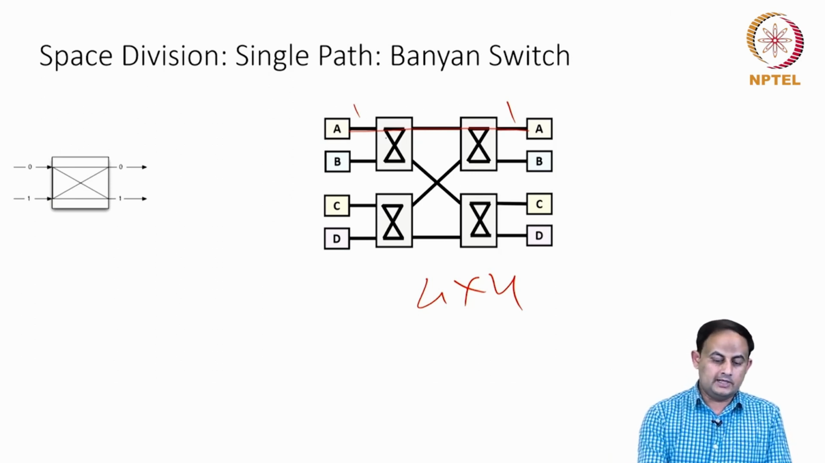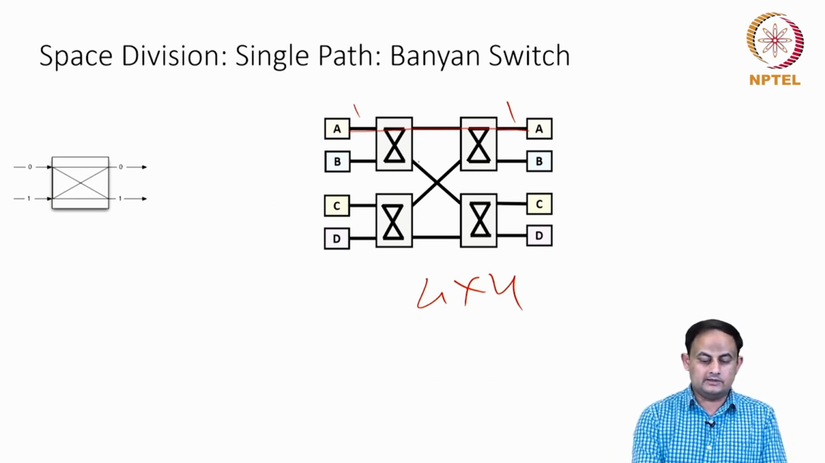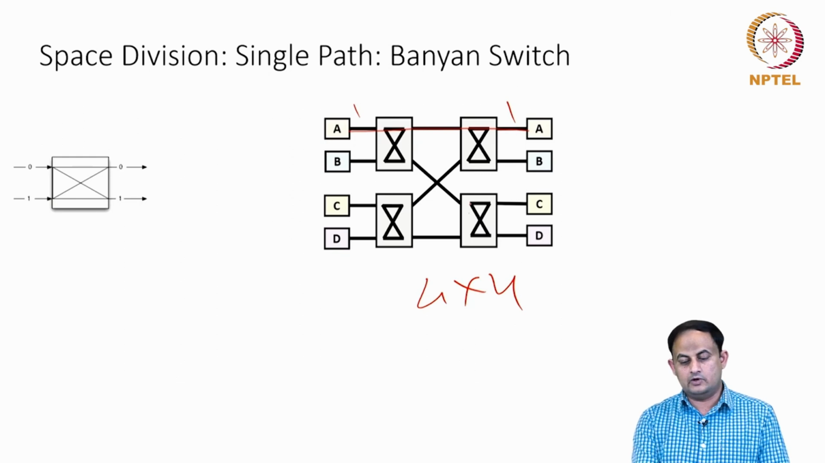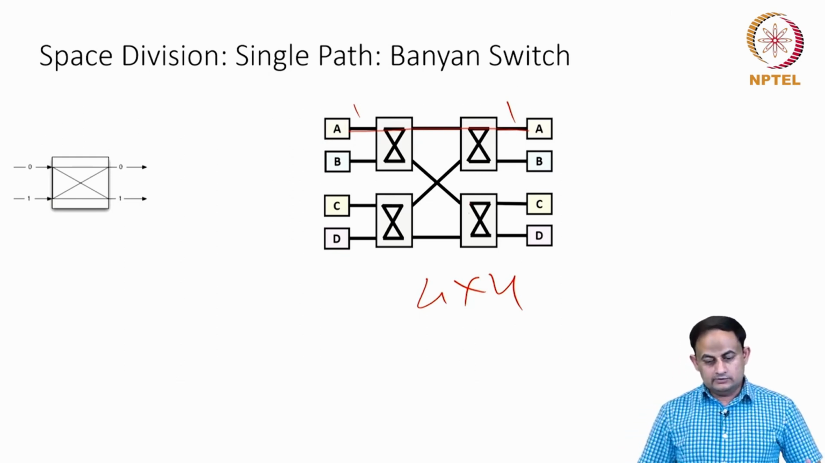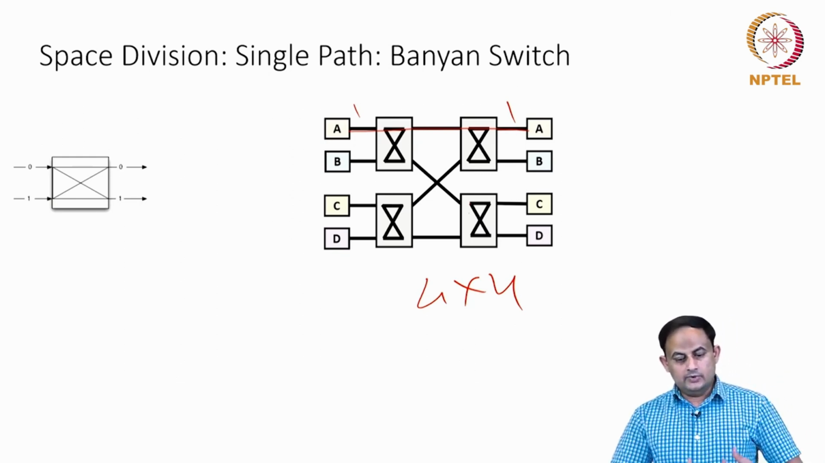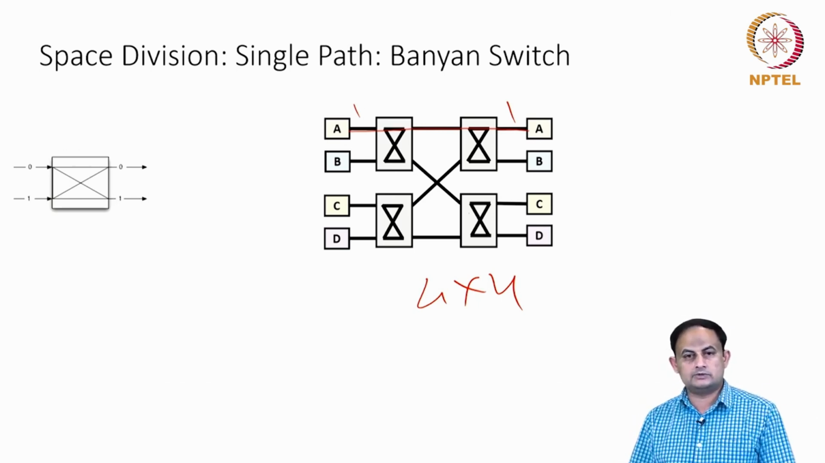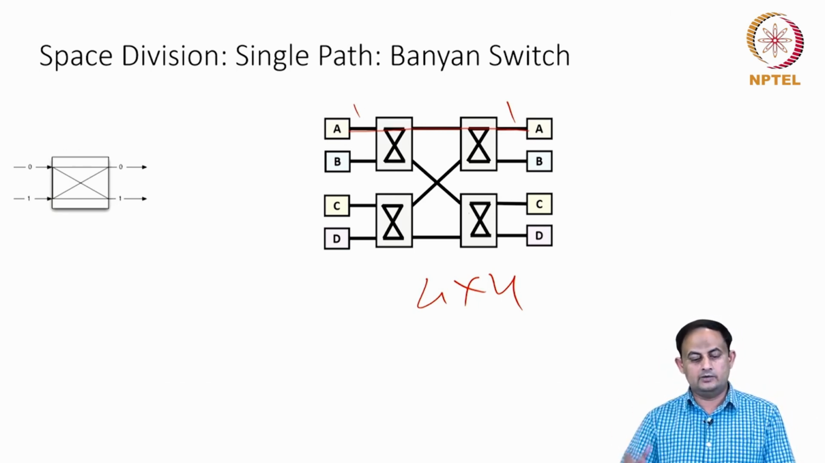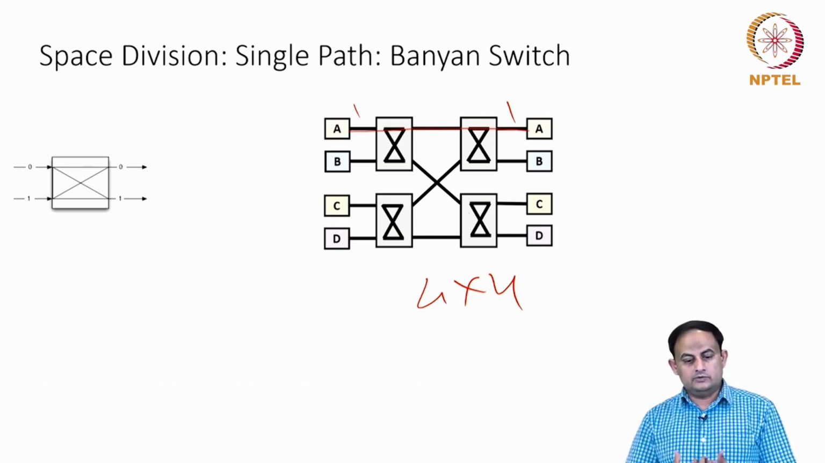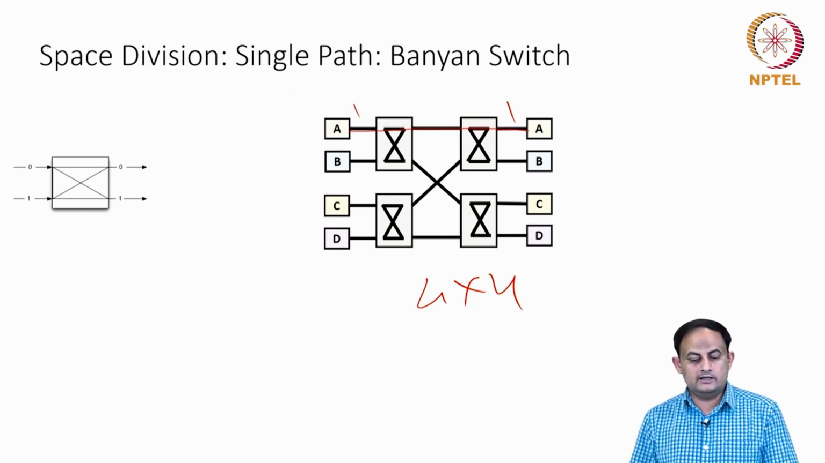For example, if you take this path from this one, and then you go to the one, then you will not be able to reach A. So there exists a unique path, but this is modularly designed using the 2x2 switch fabric as a building block. You can think of this as a way of extending the switch design to the higher order.